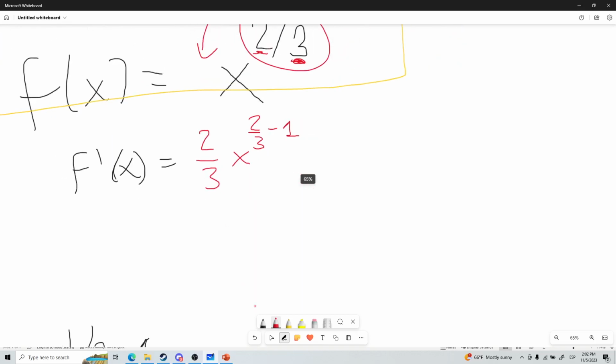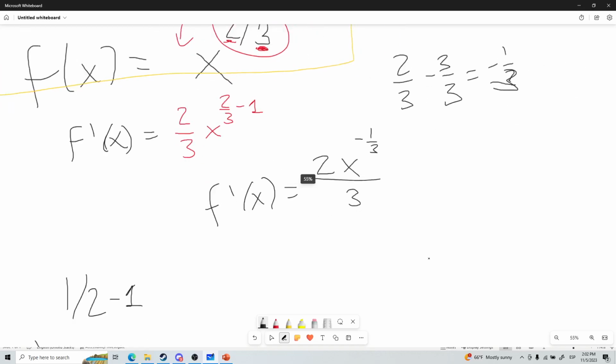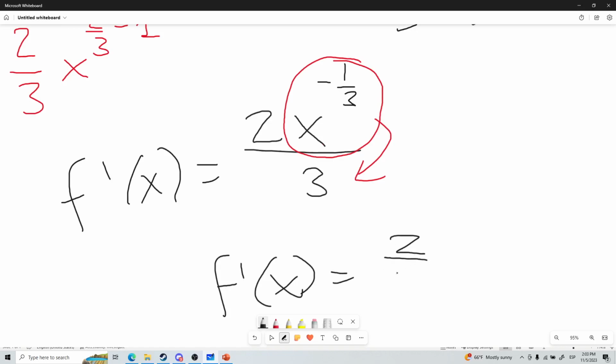Okay, so this is the same as 2 times x to the power of, how much is that? So I have 2/3 minus 3 over 3. It gives me negative 1/3. So I end up with 2x to the power of negative 1/3 divided by 3. All right, interesting. So what do I do from here? Well, because this has a negative exponent, all of this goes on the bottom. Now notice, I end up with 2 divided by 3 times x to the power of 1/3.